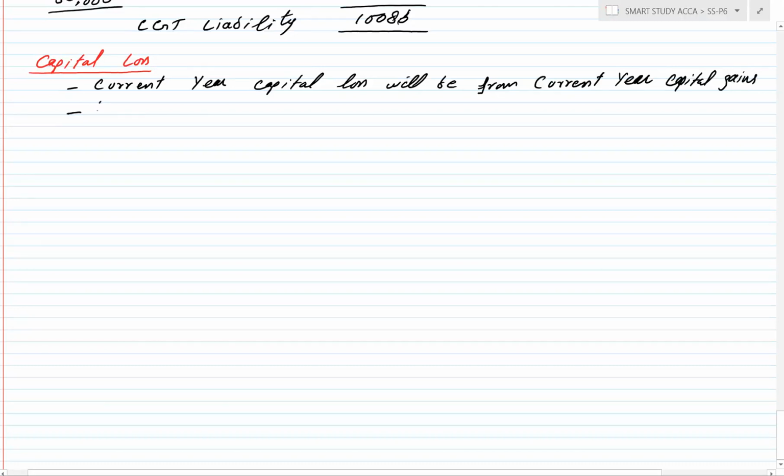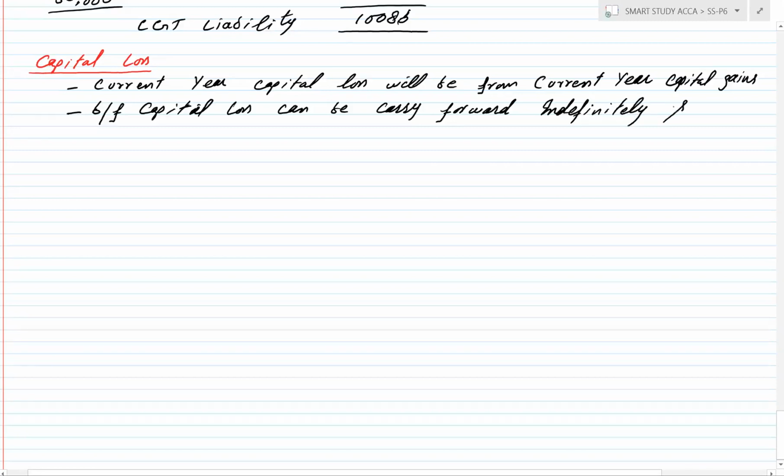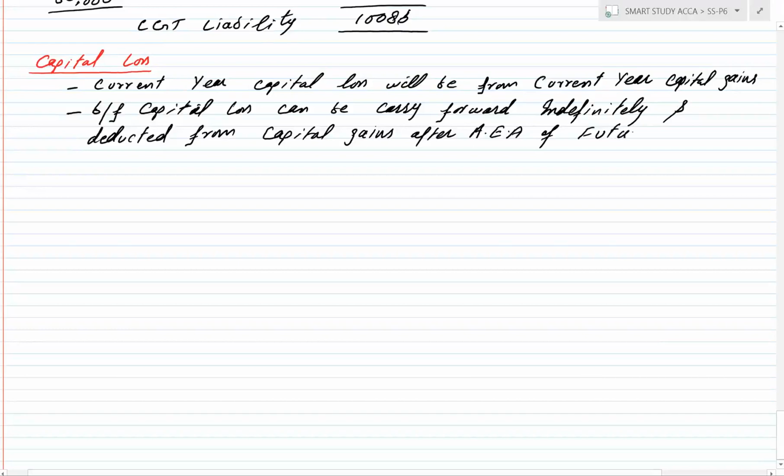While brought forward capital losses can be carried forward indefinitely and deducted from capital gains after the annual exempt amount of future years. So this is basically the treatment of capital loss.